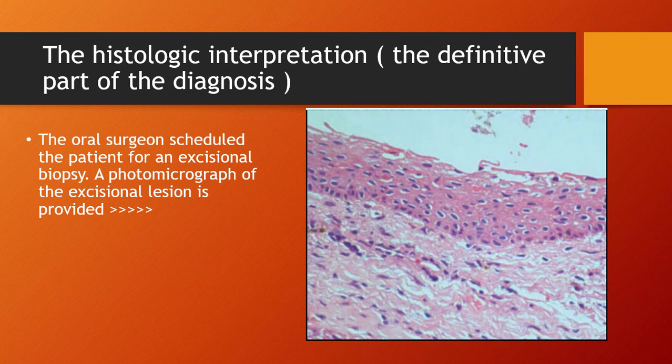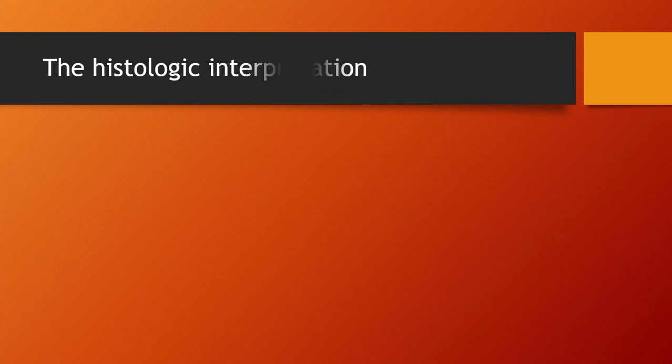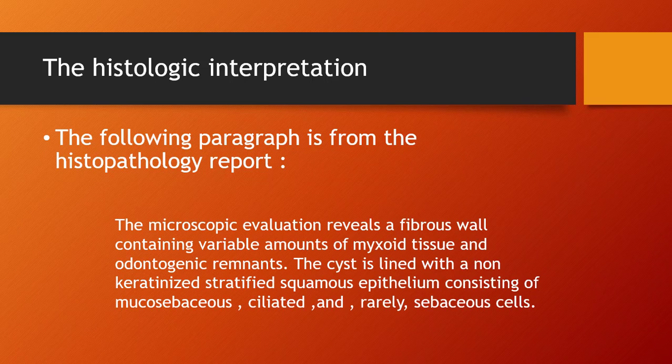The histologic interpretation is the definitive part of the diagnosis. The oral surgeon scheduled the patient for excisional biopsy. A photomicrograph of the excised lesion is provided. The following paragraph is from the histopathology report. The macroscopic evaluation reveals a fibrous wall containing variable amounts of myxoid tissue and odontogenic remnants. The cyst is lined with a non-keratinized stratified squamous epithelium consisting of mucous, ciliated, and rarely sebaceous cells.